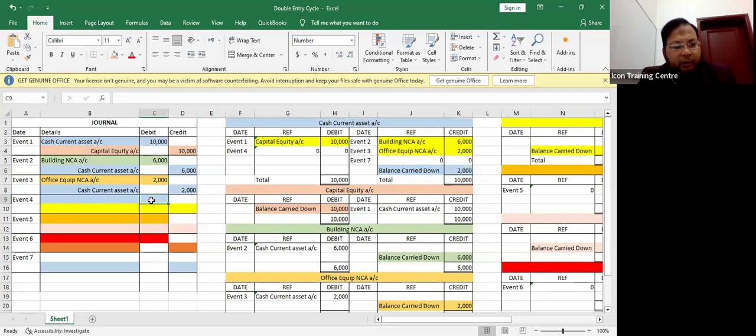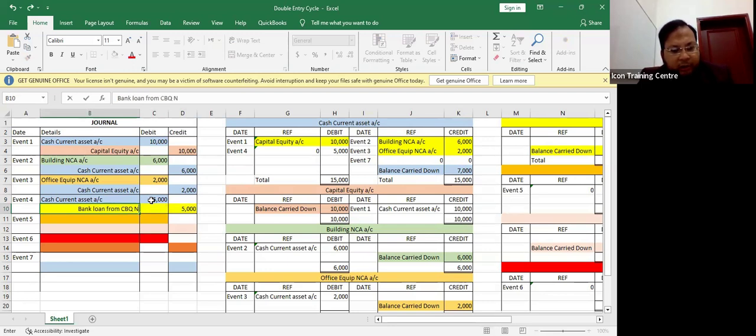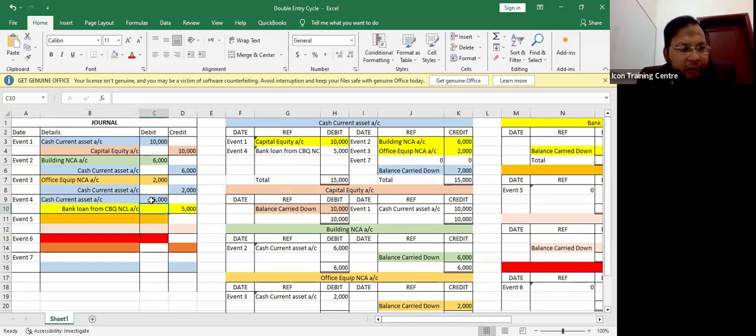Now here we will put debit. How much was the amount? 5,000. 5,000 on the debit side, and the reason is the cash current asset account, because your cash current asset is increasing. And we'll also put 5,000 here. Why? Because we have taken a bank loan from CBQ, and this is your non-current liability account. So this will be the entry.